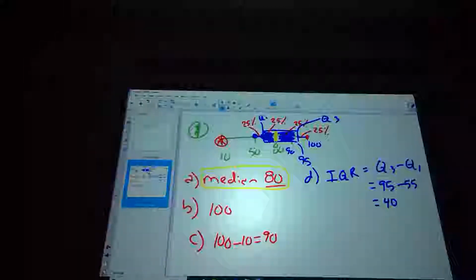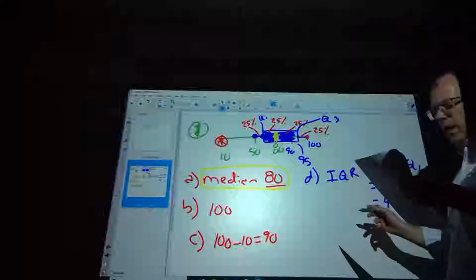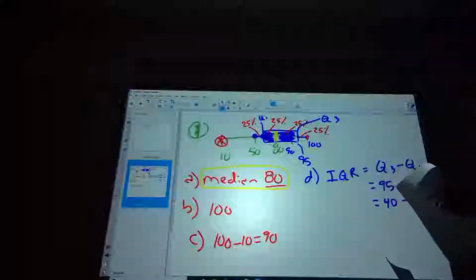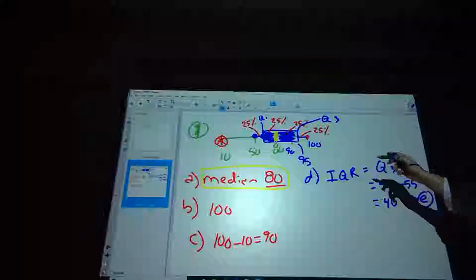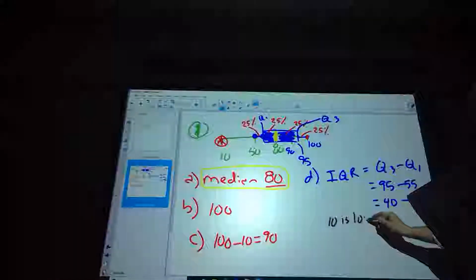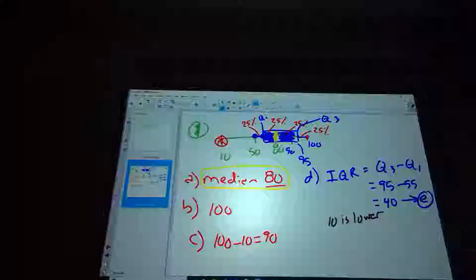And then they want to know, is the score of 10 an outlier? This is actually the answer to letter E, and then we have to use letter D's answer to answer it. I'm sorry, they went out of order. Being that 10 is at the lower end, if we want to find the outlier with that IQR, what did we do the other day in order to justify that? I don't remember our notes. There was something like 1.5 times something minus something else. Remember?